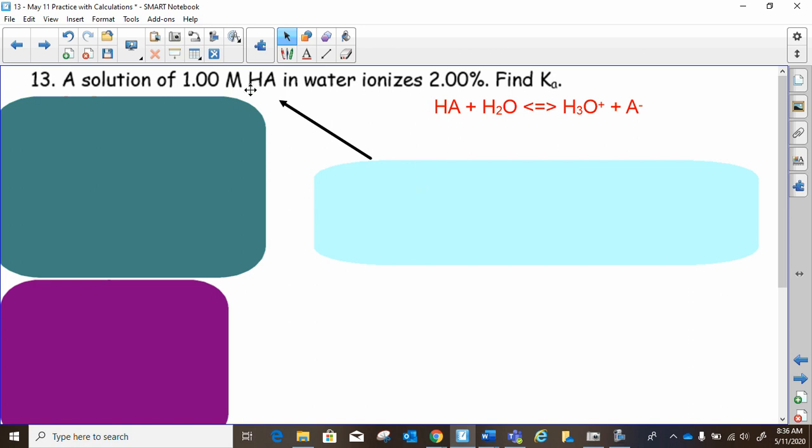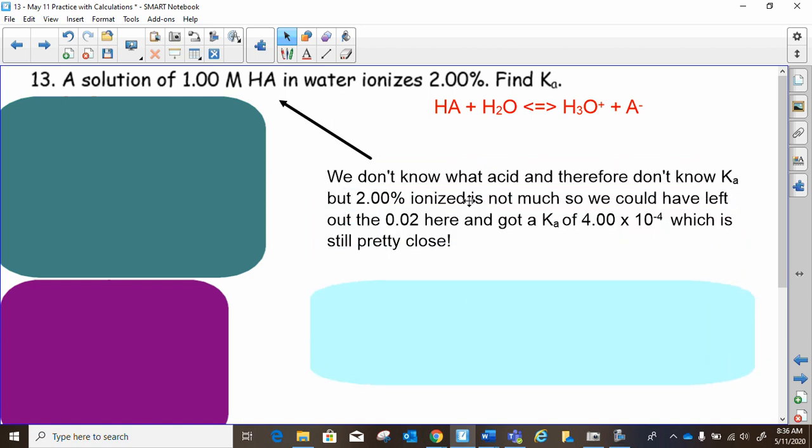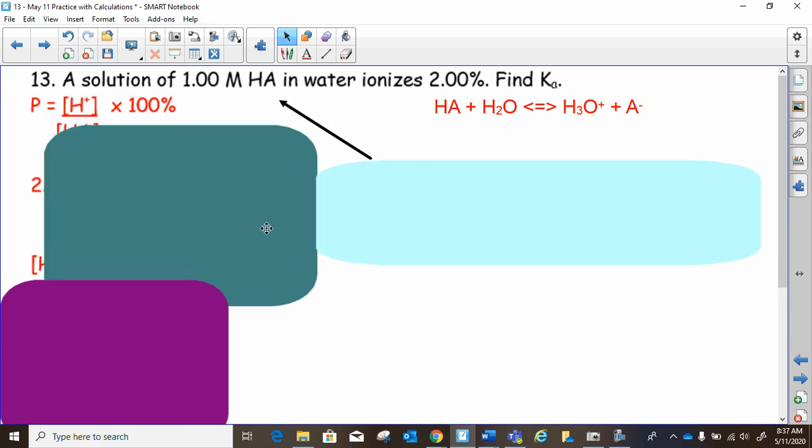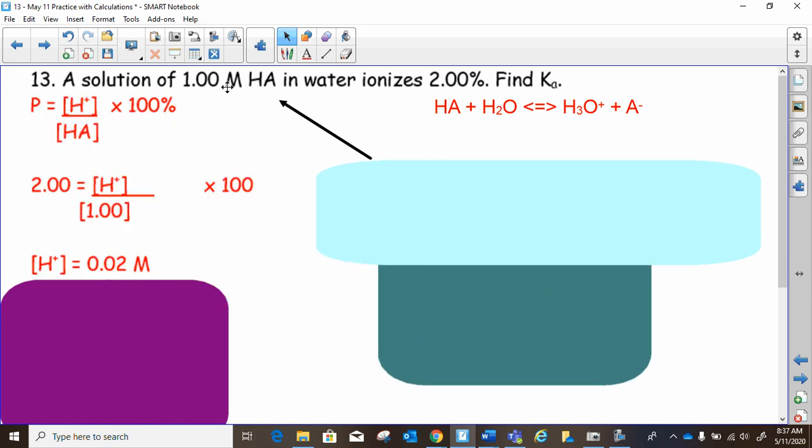We're given the concentration of the acid and we're given its percent ionization. So again, we don't know what the acid is, so we don't know the Ka. We can't look it up on any table. The 2% ionized isn't very strong. So we could have left out the 0.02, and I'll show you what I'm talking about over here. We have the concentration of acid and we have a percent ionization. We know to use this formula. Percent ionization we have, and concentration of acid we have. So we can rearrange to get our H plus. Okay, so that's the 0.02 for the H plus, the hydronium over here.